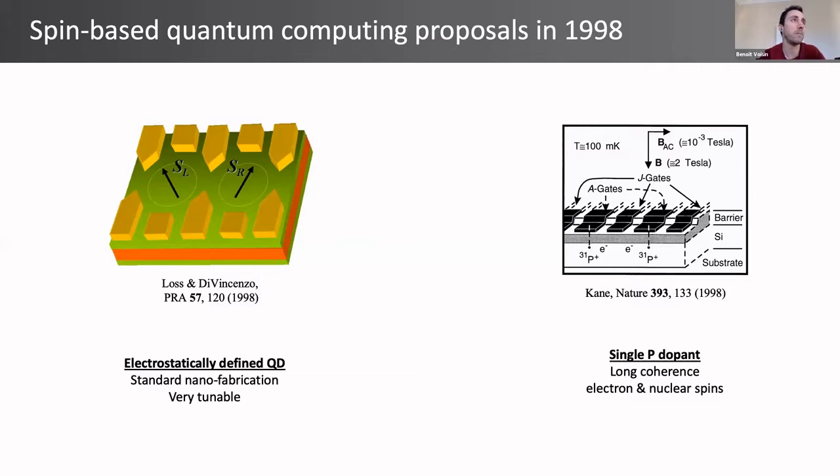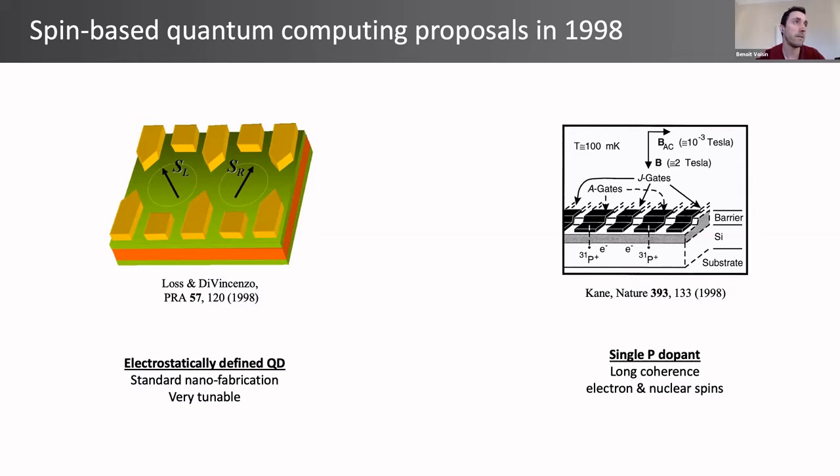So I'm going to start with a bit of history, as I said. There were two major proposals in 1998 to use spin qubits as a platform for quantum computation. The first one was proposed by Loss and DiVincenzo, and the idea there is to confine electrons using electrostatic gates. Those gates work the same way as for silicon transistors, and using the spin degree of freedom of those confined electrons, we can try to perform quantum gates and quantum operations.